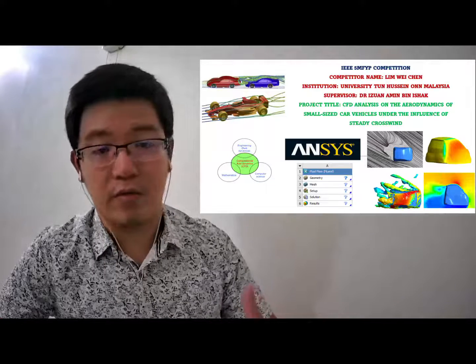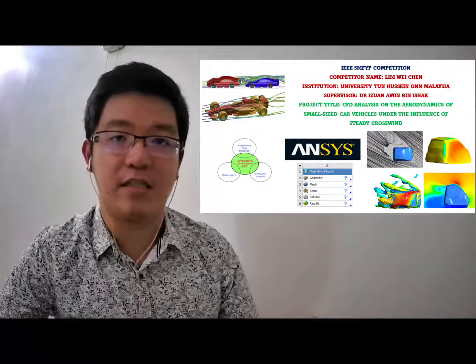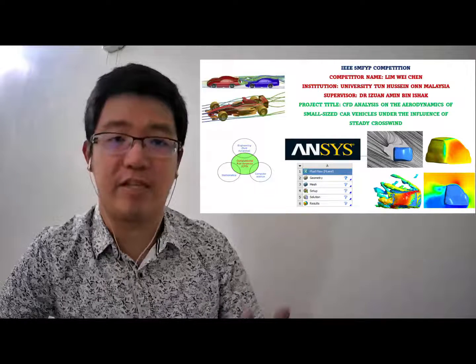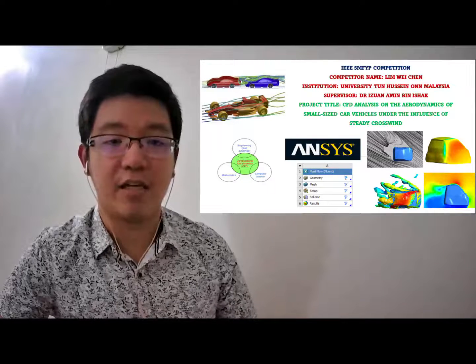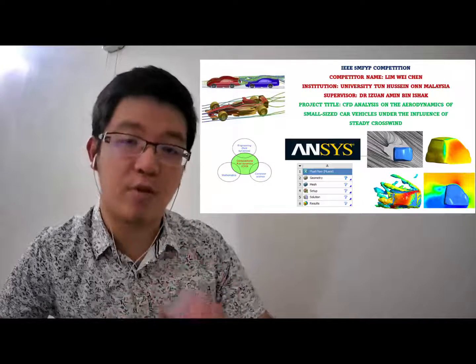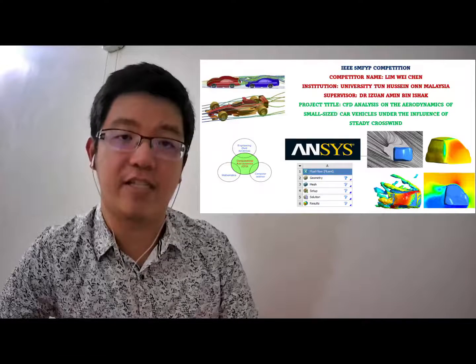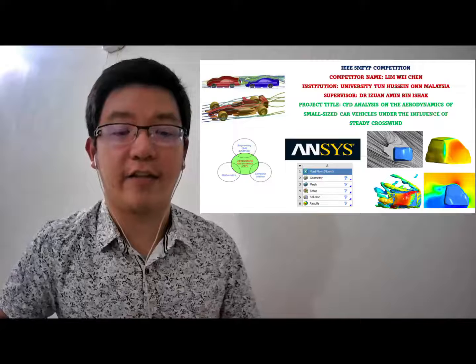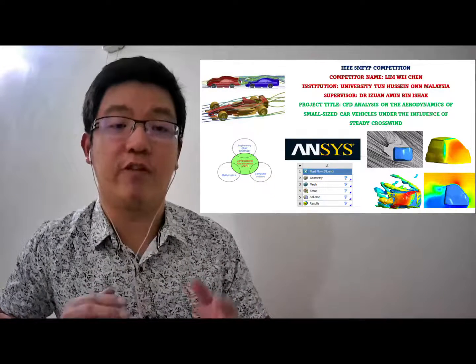Vehicles have different size types. We have segment A, B, C, D, E, F, and some luxury segment or even the performance segment cars. My focus or scope will be on the small size car vehicle, which is segment A. On the other hand, let me introduce the situation without the crosswind first.